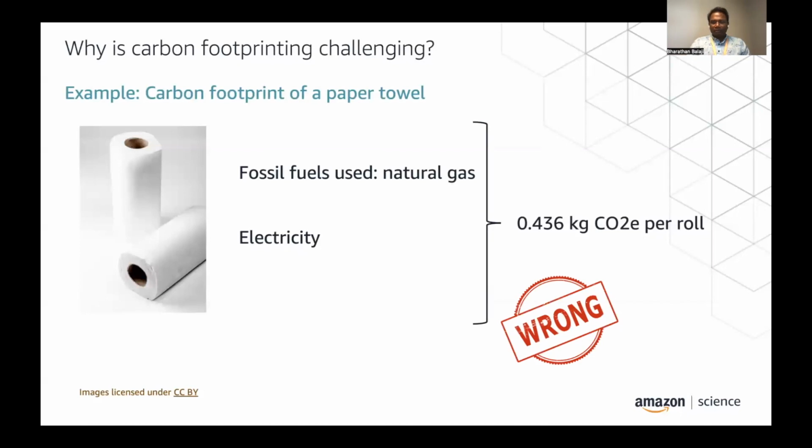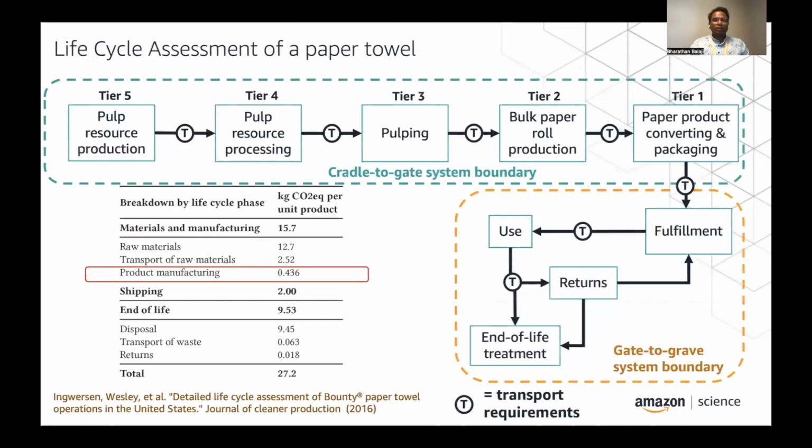We have to take a more systematic view where we look at the entire life cycle of how the raw materials get sourced to how the product gets disposed. This method is called life cycle assessment, and the figure here is showing all the steps associated with doing carbon footprinting for the paper towel example.